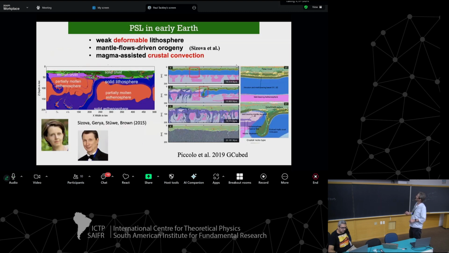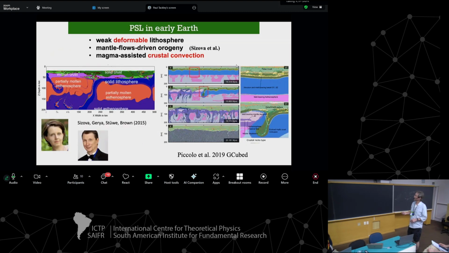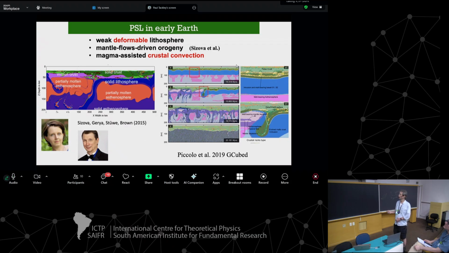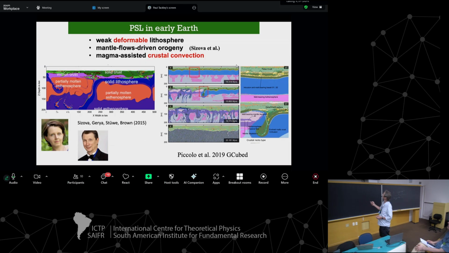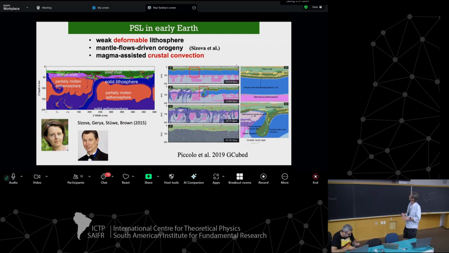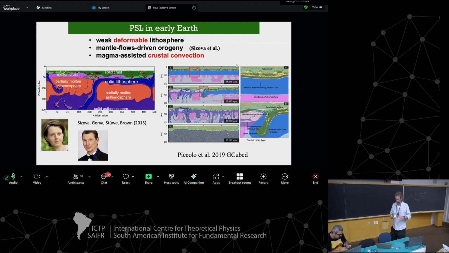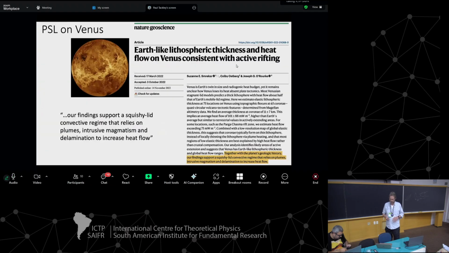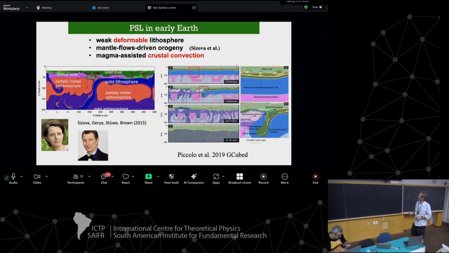Now this ties in with high-resolution regional models that various people have run, including Taras and his co-workers. This is Sizova, Taras, Guerrier, and some others, and this is actually one of Boris's former students' models, in which there's a lot of magmatism, of intrusion, and very weak crust and lithosphere. So having these high-resolution models displaying somewhat similar behavior gives confidence that the global models are okay. That was for the early Earth, those models.